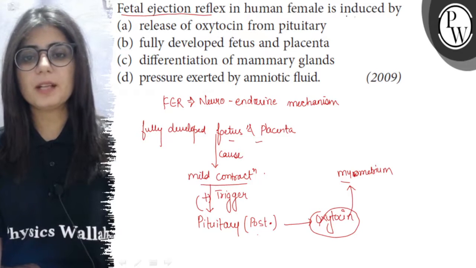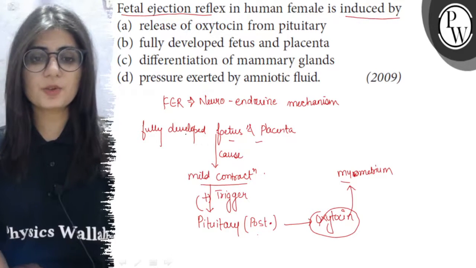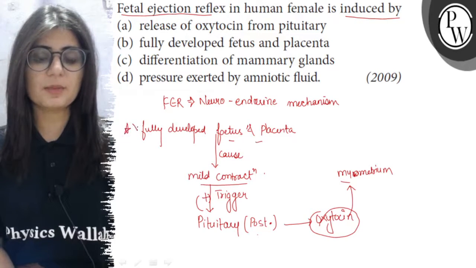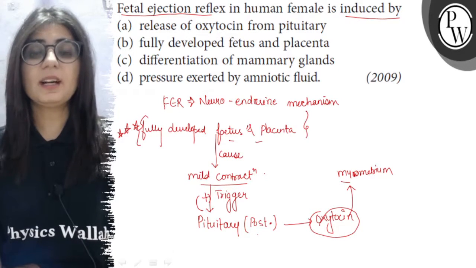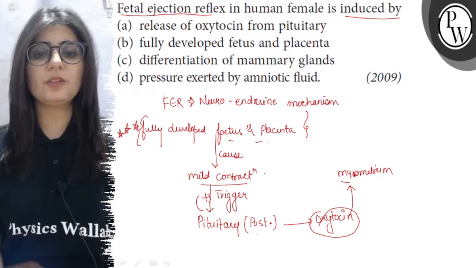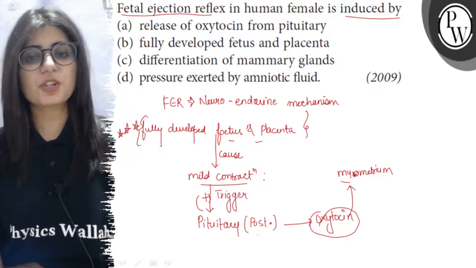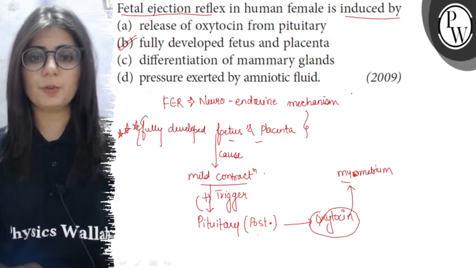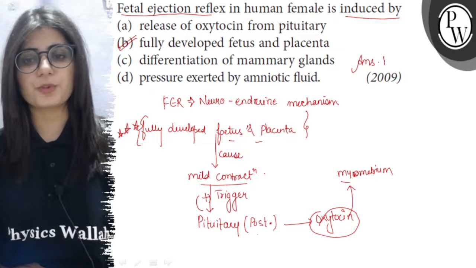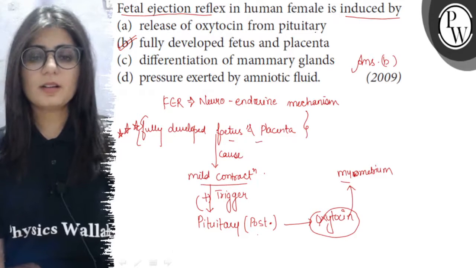Now in human female it is induced by, as I told you, this mechanism is dependent on the placenta and fetus. It means when they are fully grown, they trigger the contraction in the myometrium. So the option here is option B. So B is our right option. All others are wrong.